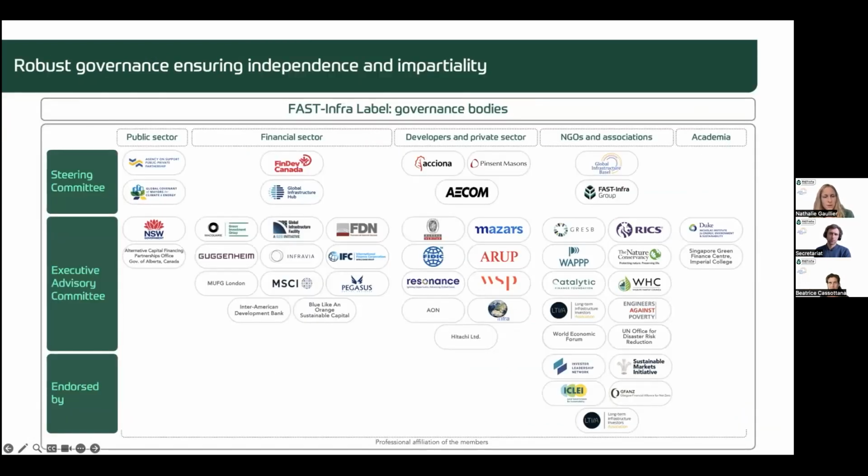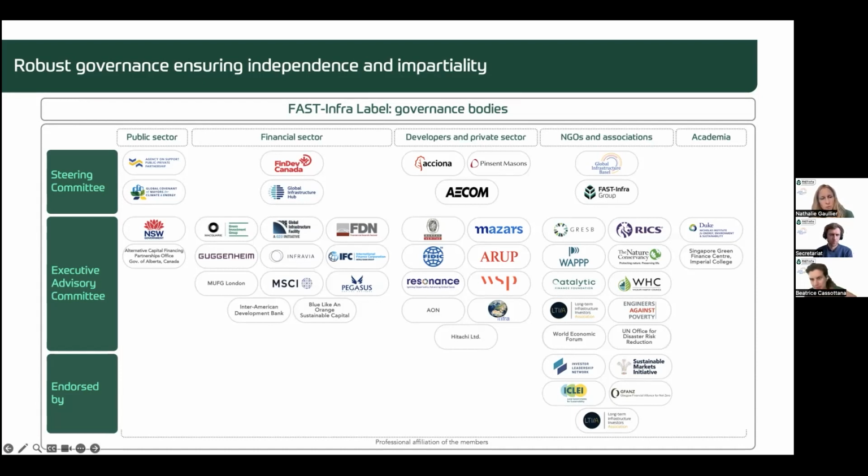On the next slide, you see the constitution of the governance bodies. At the top, you see the steering committee and then the Executive Advisory Committee. The slide shows how it's balanced across different types of institutions. On the left side, you see the public sector. Then on the second column, the organizations belonging to the financial sector. Then on the third column, the ones belonging to the developers and private sectors. Then we have a lot of representation from NGOs and associations, and finally academia.